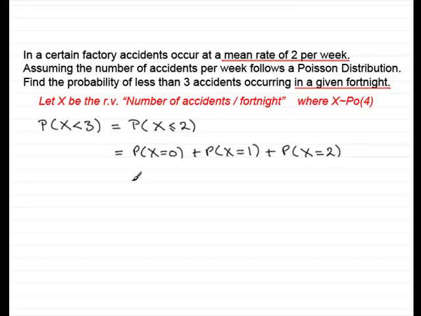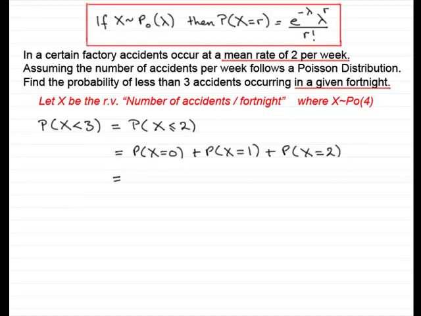Now, to work out these probabilities, we need to call upon the Poisson distribution formula. We discussed that in the previous tutorial, but I'll bring it up here as a reminder. If x follows a Poisson distribution with mean lambda, then the probability that x equals r is given by e to the minus lambda multiplied by lambda to the power r over r factorial.